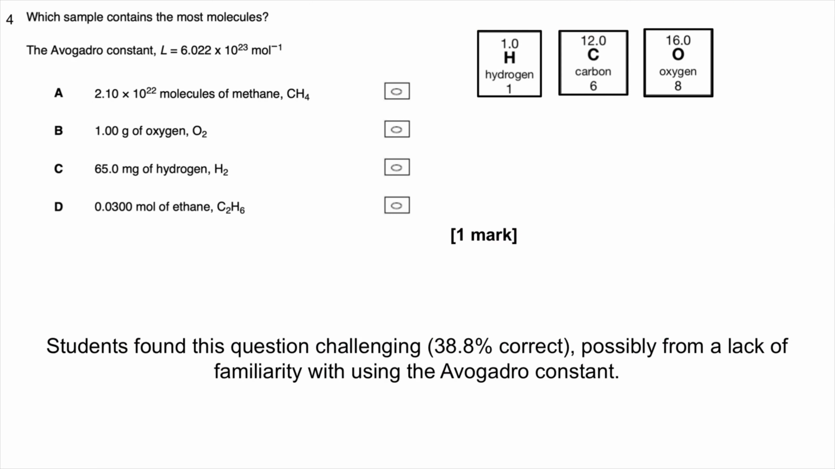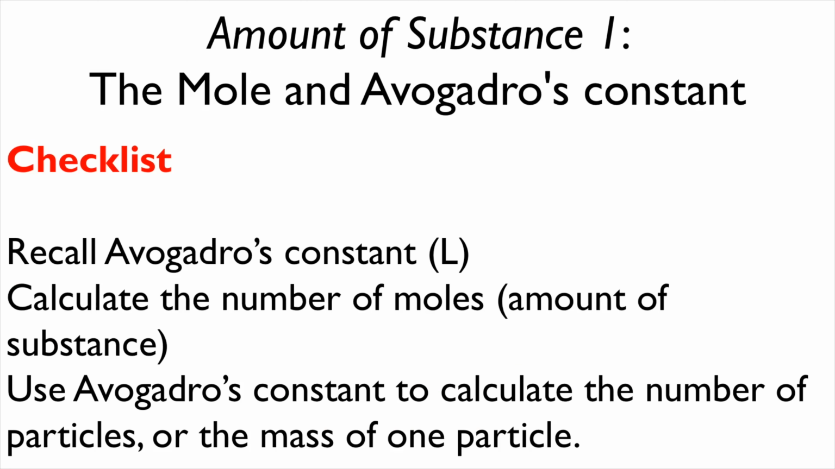Examiner's report says students found this question challenging. 38.8% correct, possibly from a lack of familiarity with using the Avogadro constant. Well, hopefully you won't have that lack of familiarity now. And that brings us to the end of this first video on amount of substance.